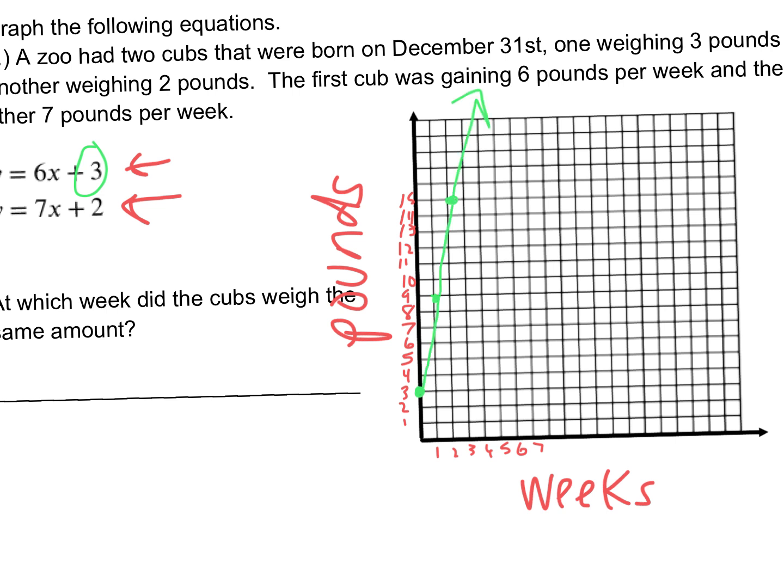And for the second equation, we're going to begin at 2 and put a point. And we're going to rise 7 and run 1. And then it intersects right there. 1, 2. Okay, I'm going to connect those. Okay, and I can see that they intersected right away after the first week.